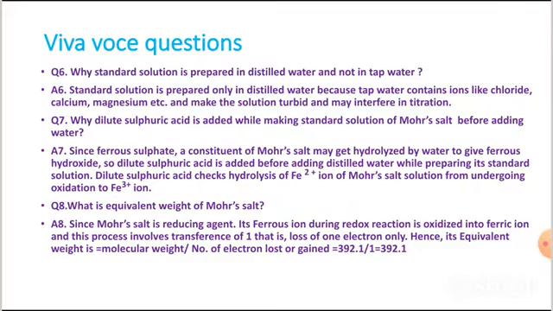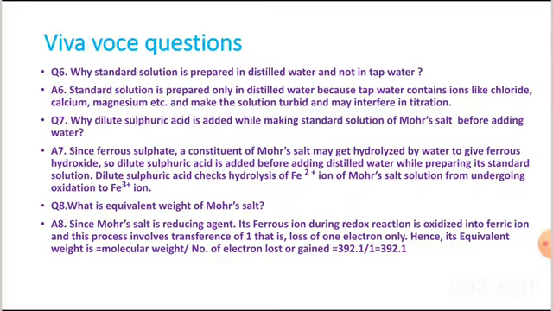Next question, why is dilute sulfuric acid added while making standard solution of Mohr salt before adding water? Answer is, since ferrous sulfate, a constituent of Mohr salt, may get hydrolyzed by water to give ferrous hydroxide, dilute sulfuric acid is added before adding distilled water while preparing its standard solution. Dilute sulfuric acid checks hydrolysis and prevents the ferrous ion of Mohr salt solution from undergoing oxidation to ferric ion.